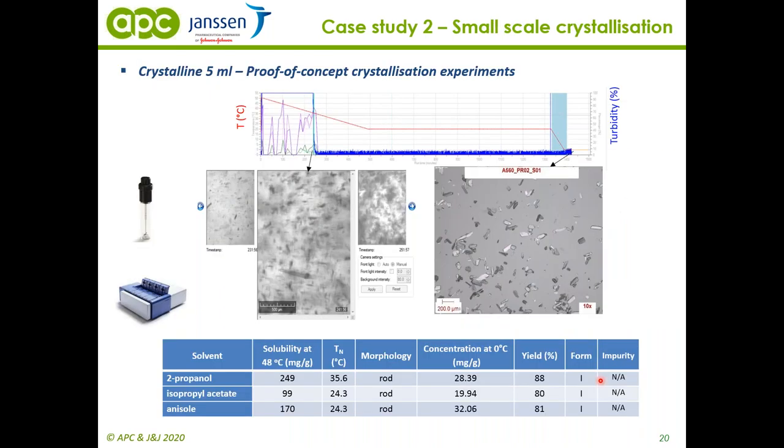So we selected isopropanol as the front runner, but we still kept two additional solvents just to check what happens while crystallizing in all three solvents. Here I am showing the Crystalline, which we find very useful for our screening purposes when we do proof of concept crystallization experiments. Especially when we use the overhead stirrer, we can also look at the morphology. Here I'm plotting the trends which the Crystalline gives us: temperature and also turbidity.